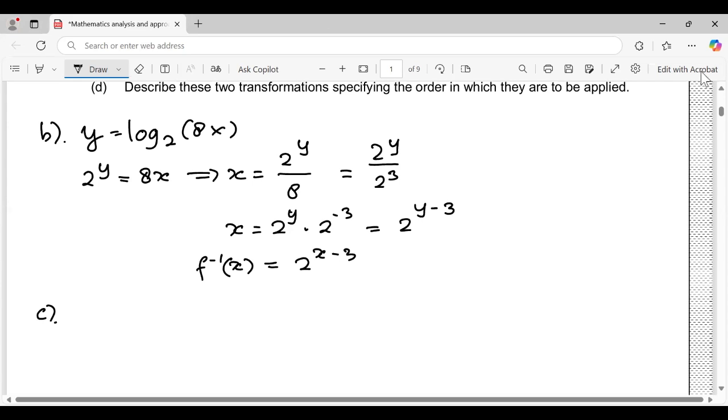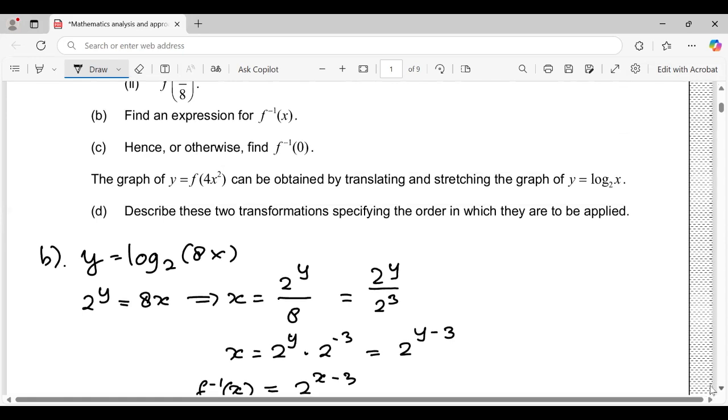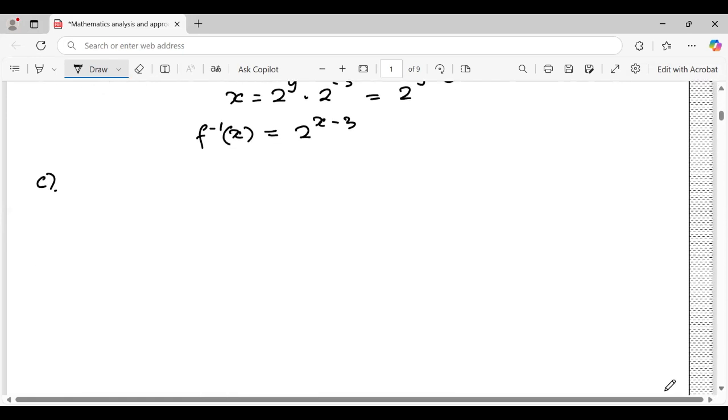Next question. Hence or otherwise, find f inverse of x if x equals 0. So substitute 0 into this function: 2 to the power 0 minus 3, which is 2 to the power minus 3, that is 1/8.